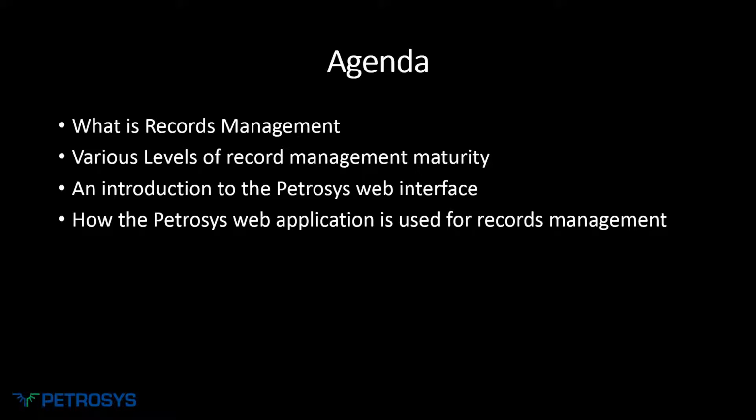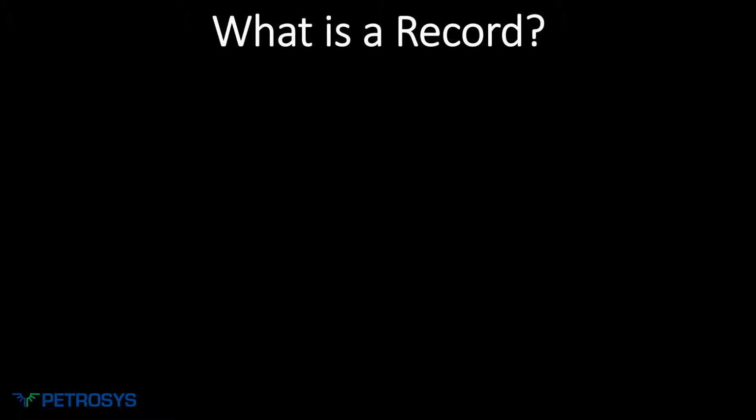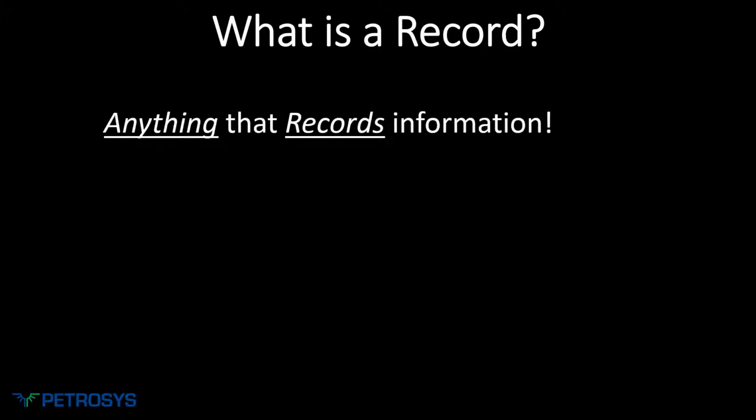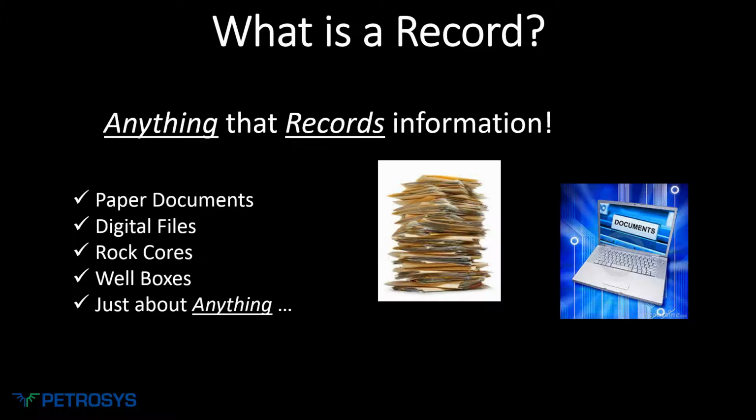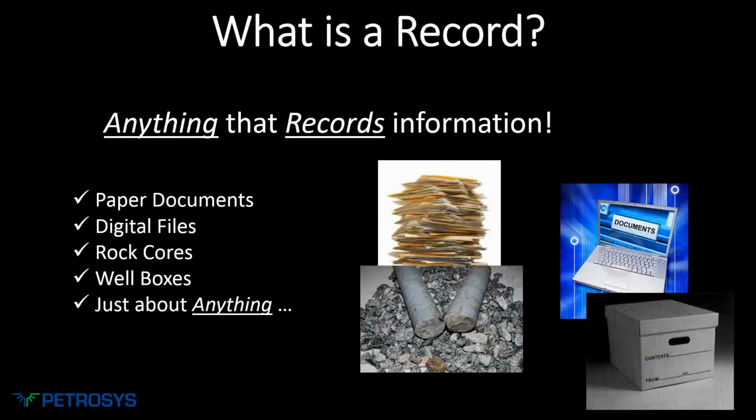Okay, but before we really get into anything, I really want to discuss what are we talking about? What is a record? What are we trying to manage here? And we're really talking about pretty much anything that records information. If you have paper documents, digital files, rock core, anything that might record past, present, or future business operations that's important, that's a record. It's a record of information, and that's what we're talking about. Right? Now, we're not talking about records of information in a relational database, structured data in a relational database. We're talking about unstructured data types.